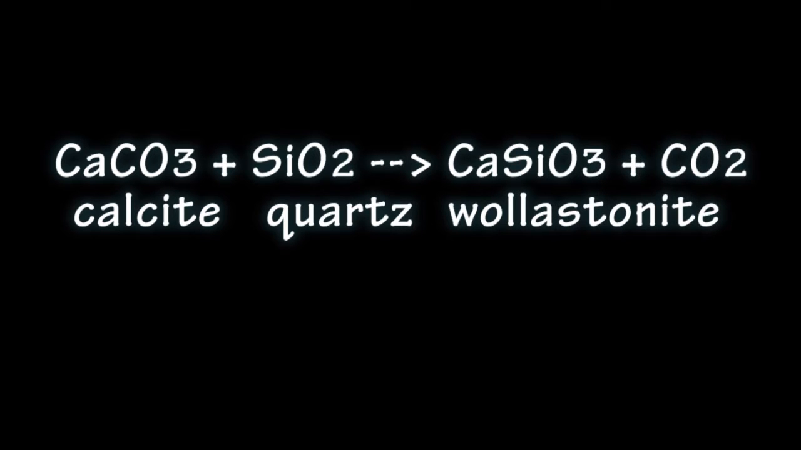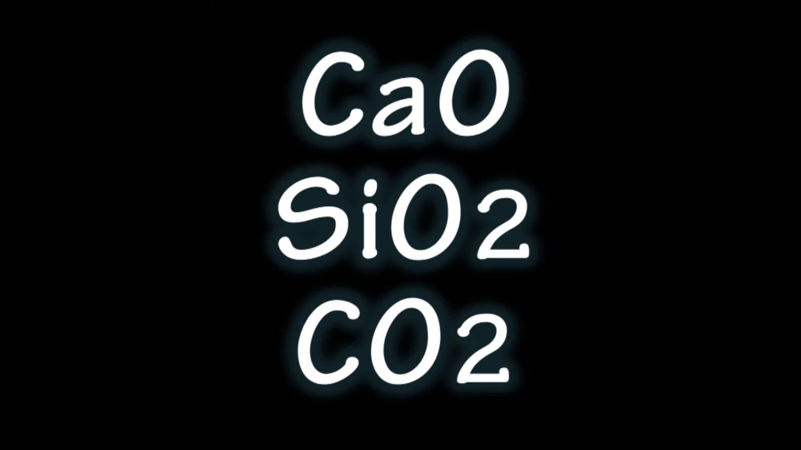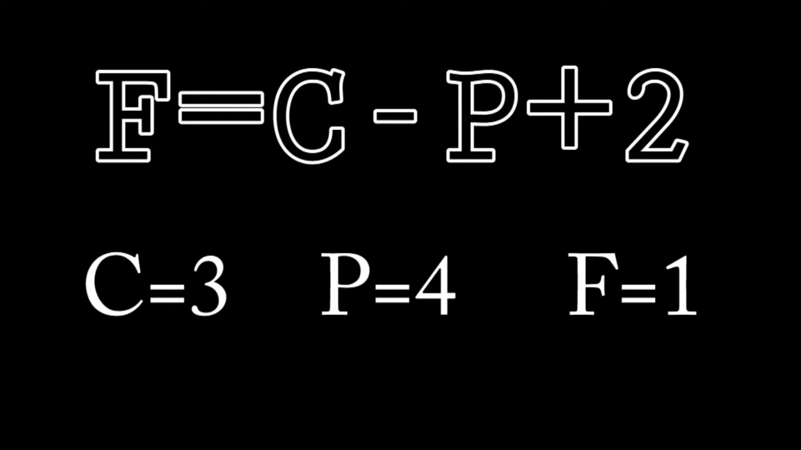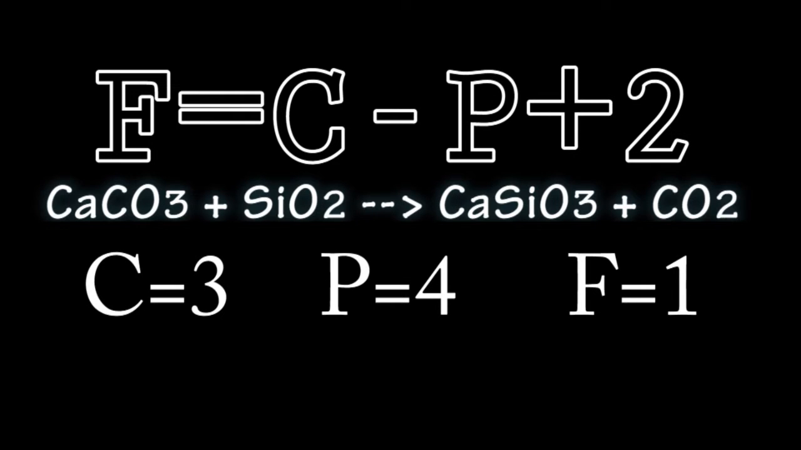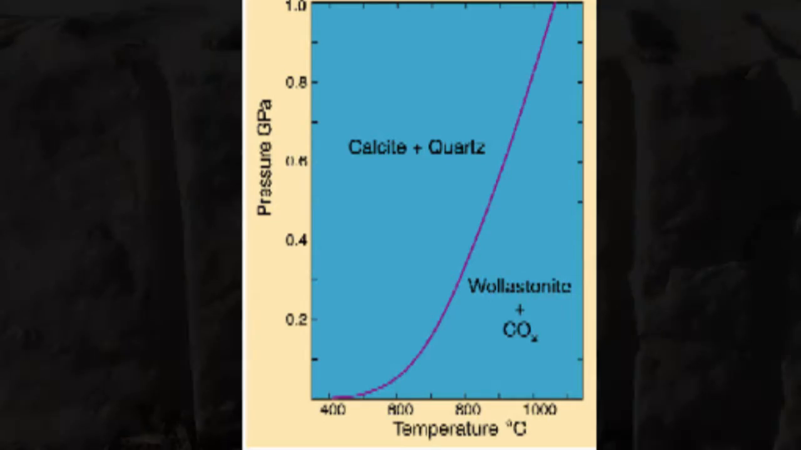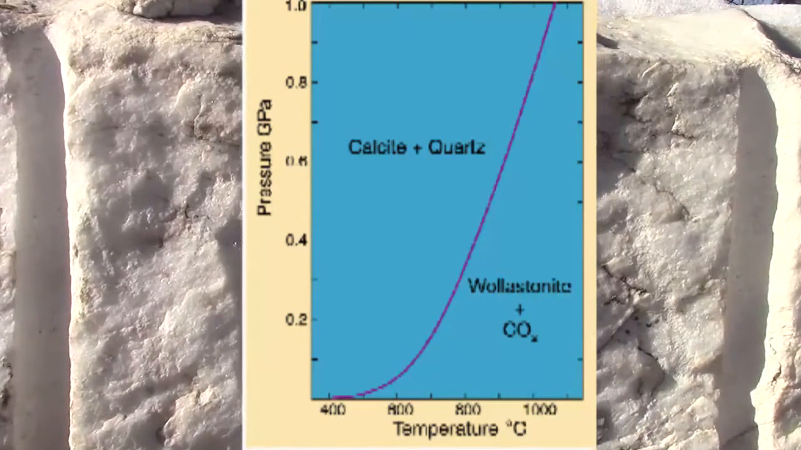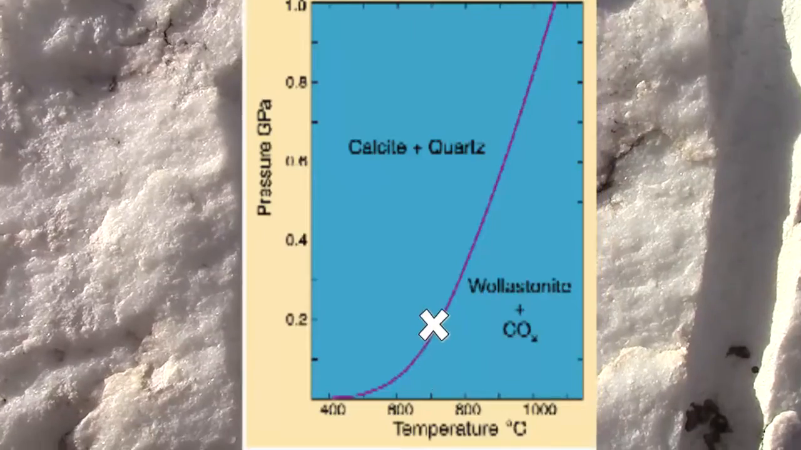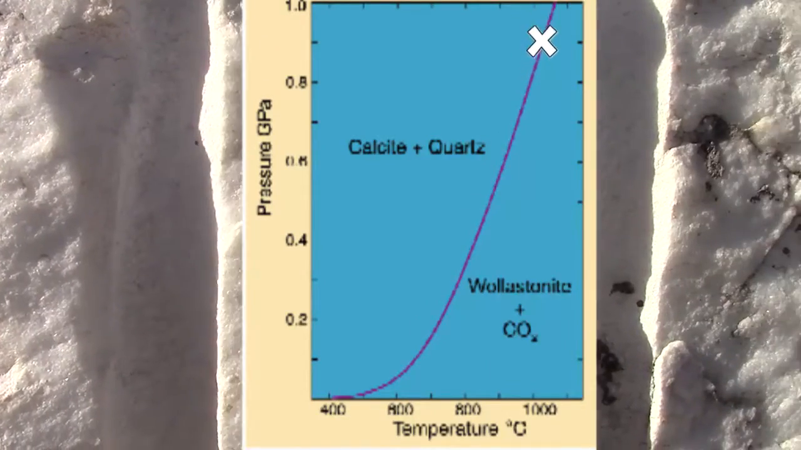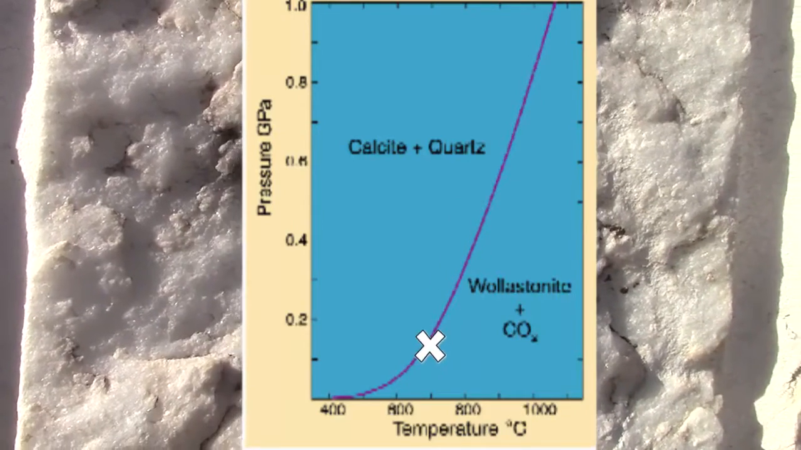I count 4 phases involved in the reactants and products, but only 3 components: CaO, SiO2, and CO2. So using the phase rule, we can have only 1 degree of freedom. In other words, all 4 phases can coexist only on a univariate curve of a pressure-temperature diagram. You have to be at a specific temperature for any pressure to get all 4 phases, which allows us a bit more detail in determining the metamorphic conditions our dirty limestone achieved.